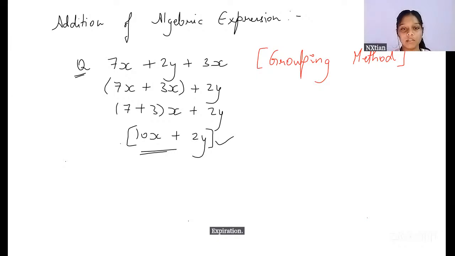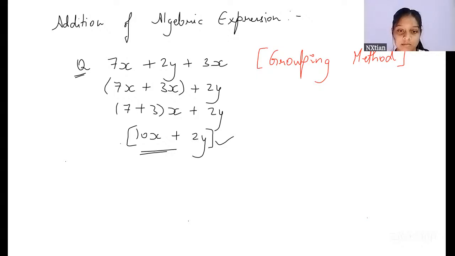Okay. One more method I'll show you. We are merging the like terms, right, ma'am? Merging the like terms. Yes, Abraham. We are merging the like terms. Please write it down, then we'll do one more method.